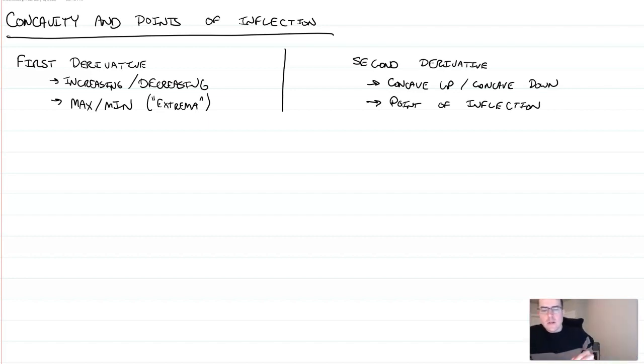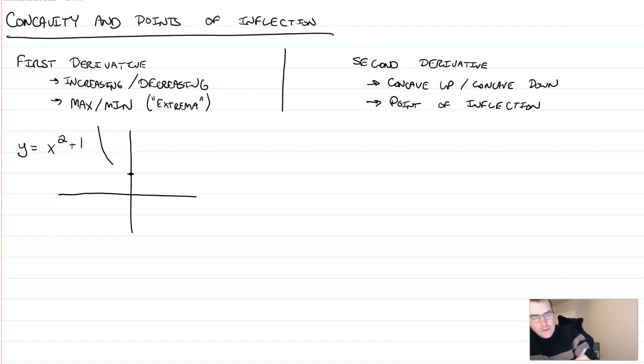Now, let's start by looking at the graph of y equals x squared. Okay, the graph of y equals x squared looks something like this. Or, I'm going to say x squared plus 1, just so that we raise it 1 here. Okay, so this looks like that.